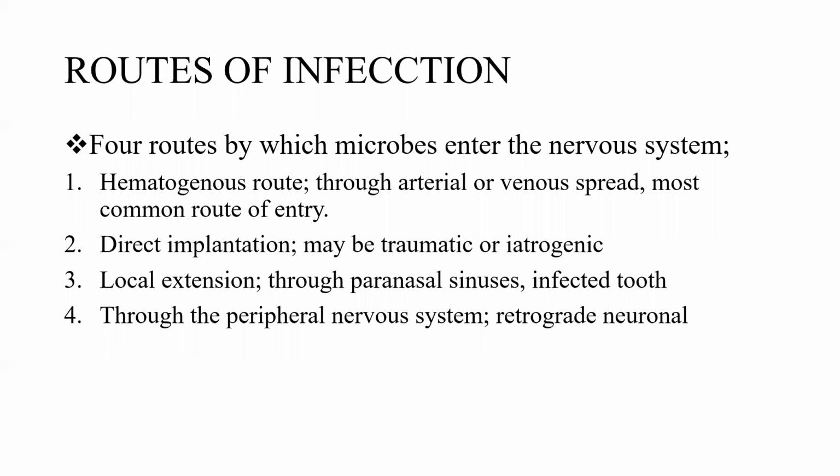The average incubation period is 4 days, but this can range between 2 to 10 days. The routes of infection are typically four: hematogenous spread through arterial or venous spread, which is the most common route of entry of the causative agents; direct implantation, which may be through trauma or iatrogenic; local extension from infections such as sinusitis and otitis media; and the peripheral nervous system, that is, retrograde neuronal spread, where infections within the peripheral nervous system can spread back into the central nervous system.